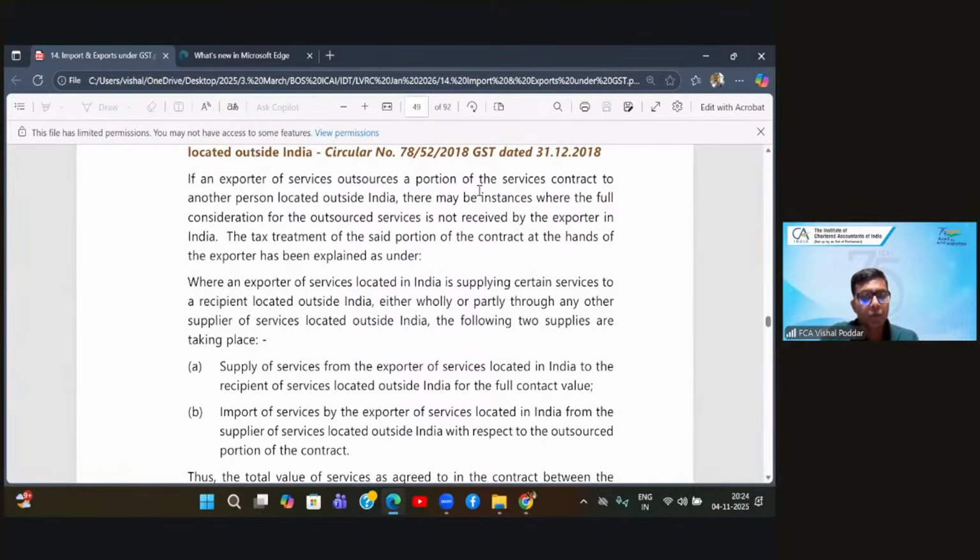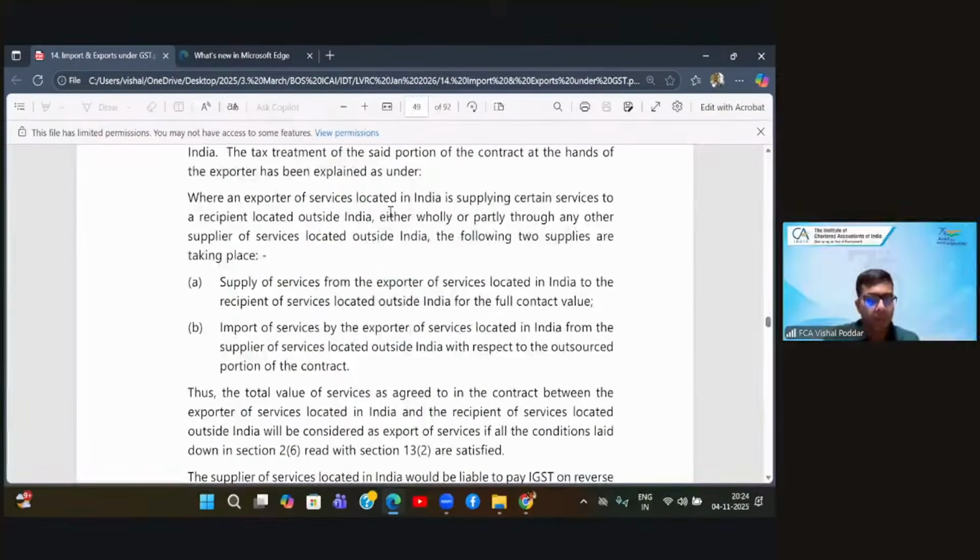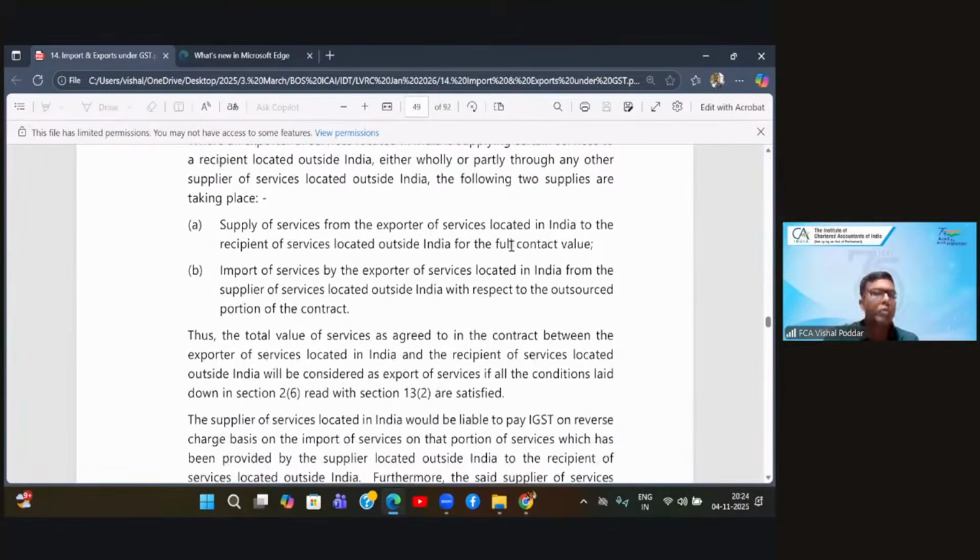Where the exporter of service outsources a portion of the service contract to another person, there may be instances where full consideration is not received by the exporter. The tax treatment of the said portion of the contract at the hands of the exporter is discussed and explained below. So where the exporter of service is located in India, supplying certain services to a recipient outside, either wholly or partly through any other supplier outside, the following two supplies are taking place. So logically, first, there is a supply of service from the exporter of service in India to the recipient outside India. Second, there is import of service by this exporter. From whom? From that local connect.